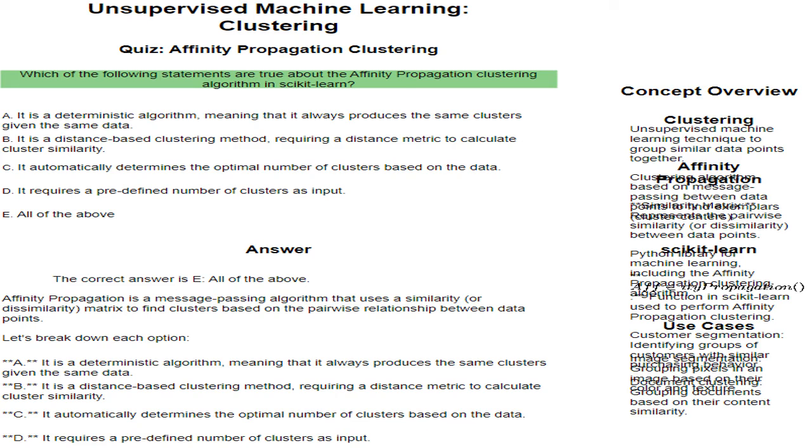C. It automatically determines the optimal number of clusters based on the data. Correct. Affinity propagation avoids predefining the number of clusters. It dynamically finds the optimal number of clusters by examining the data's structure and relationships.